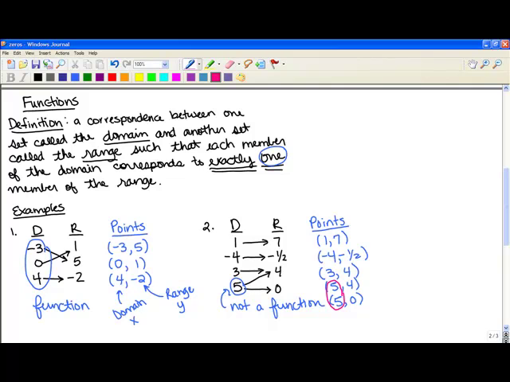So another way we could look at a function is this. A function has no repeating x values. Notice that this was not a function in this example because the x values repeat. If you look at these x values in the previous example, they're all different.